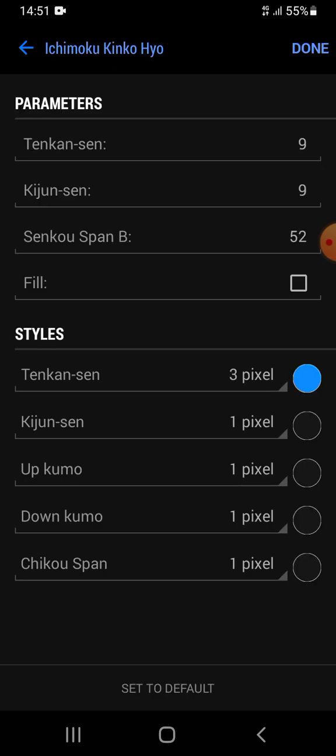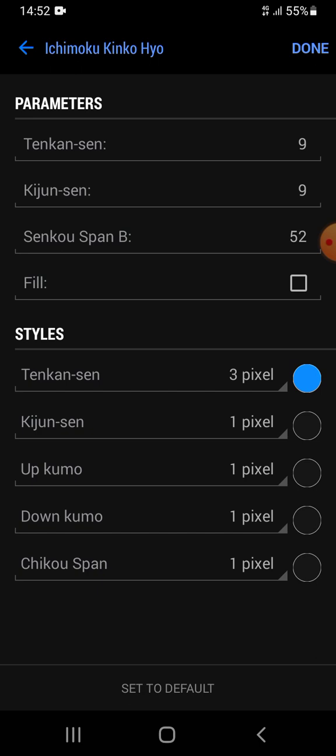Then we have the Ichimoku. Add your Ichimoku 9, 9, 52. Tenkan-sen 9, Kijun-sen 9, Senkou Span B 52. We only need the style for the Tenkan-sen, 3 pixel blue. The other ones, Kijun-sen, Up Kumo, Down Kumo, and Chikou Span, make them 1 pixel, the color of your background.